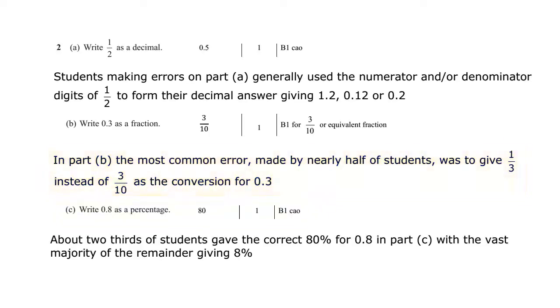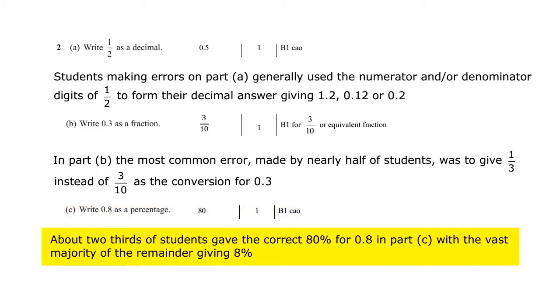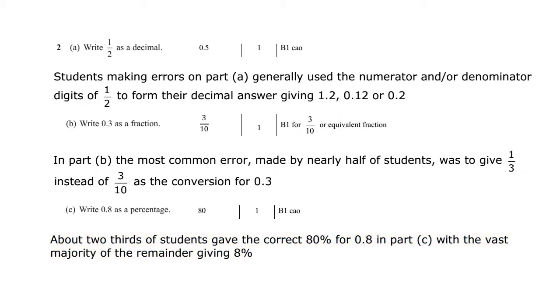And the final bit, write 0.8 as a percentage. It should be 80%. It's 1 mark again, a working mark, and the correct answer only. And what's the examiner's report say? About 2/3 of students gave the correct 80% for 0.8, with the vast majority of the remainder giving 8%. So not bad. People seem to know percentages. But clearly from this we can see that for a lot of people there's practice needed on fractions. Okay, I think we stop there.